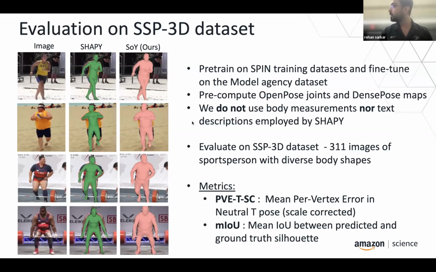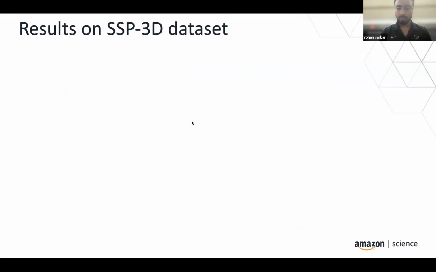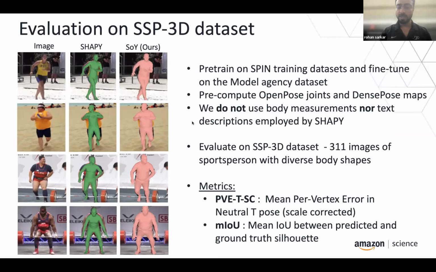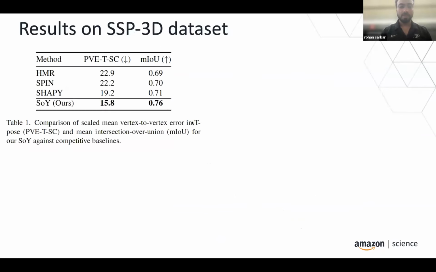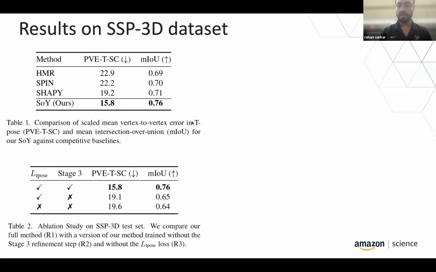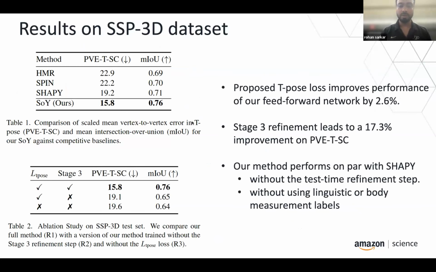We now show some qualitative results on the SSP-3D dataset. The green SMPL meshes are those generated by ShapY, and the pink ones are using our method. From table 1, we observe that using our full method, we have an overall improvement of 17.7% on the per vertex error metric over ShapY. We conducted an ablation study and saw that our T-pose loss improves performance of our CNN by 2.6%, and stage 3 refinement improves performance further by 17.3%.